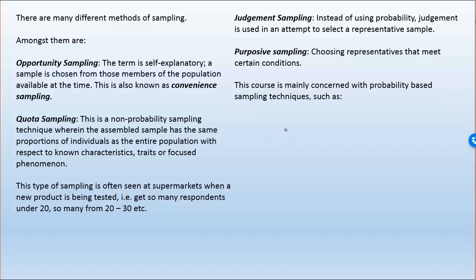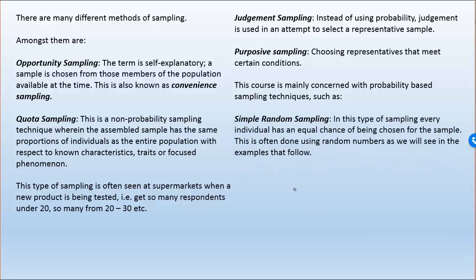This course, however, is mainly concerned with probability-based sampling techniques, such as simple random sampling. In this type of sampling, every individual has an equal chance of being chosen for the sample. This is often done using random numbers, as we will see in the examples that follow. But basically, what you do is give everybody in the population a number, and then you select numbers at random, and the random numbers that come up correspond to the members of the population that you put into your sample.